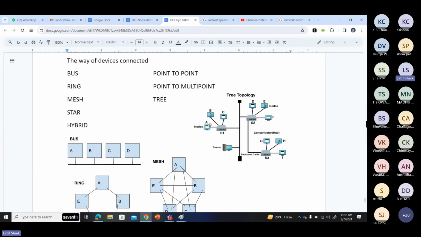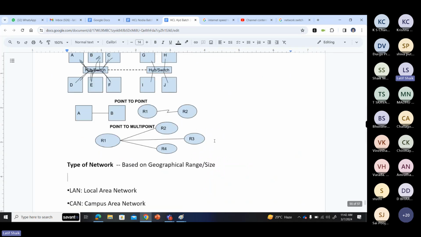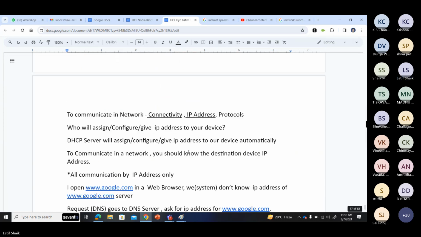Guys, understand what bus, ring, mesh, and star topologies are, and what their advantages and disadvantages are.